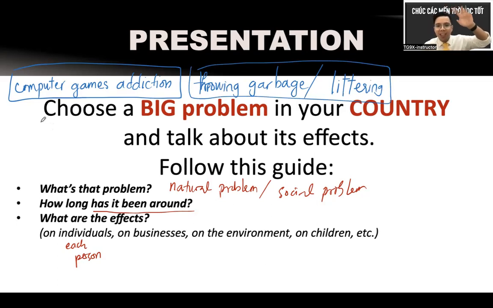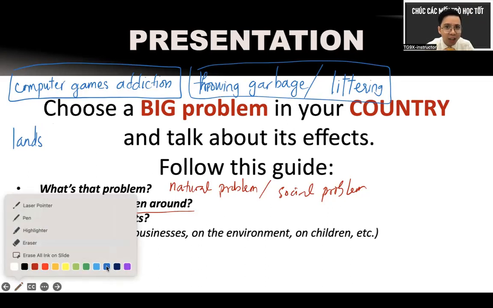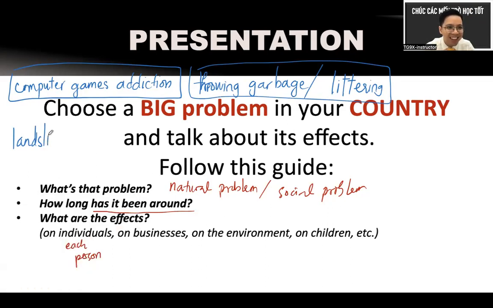What else? I think we had the landslide in the Mekong Delta. Oh, in the Mekong Delta. Landslide. Very important, yeah, in Vietnam. I agree with you. Landslides lead to land loss. Very good. What else?